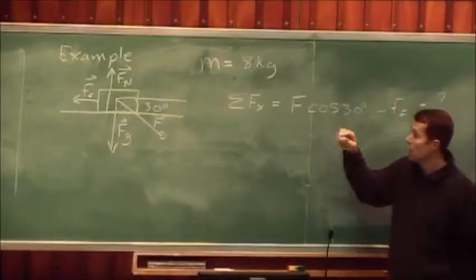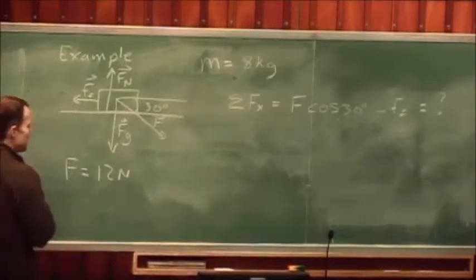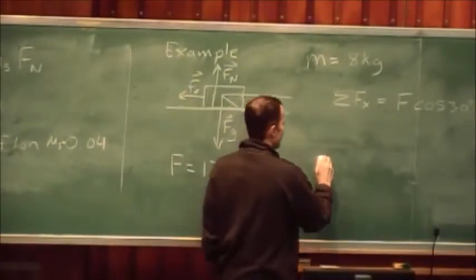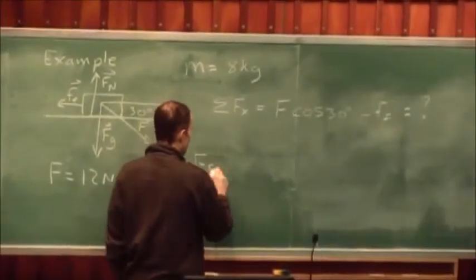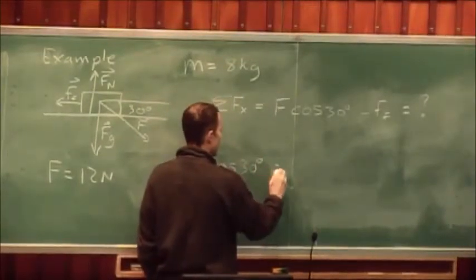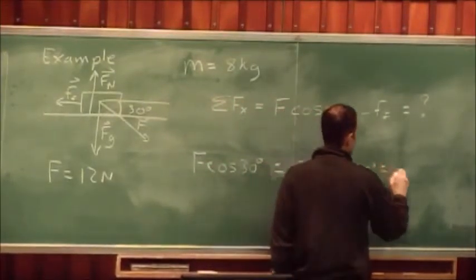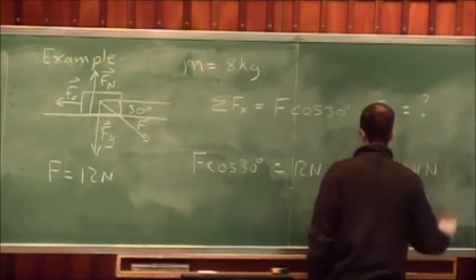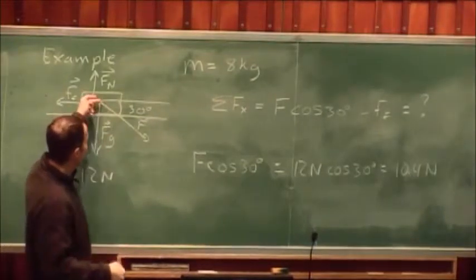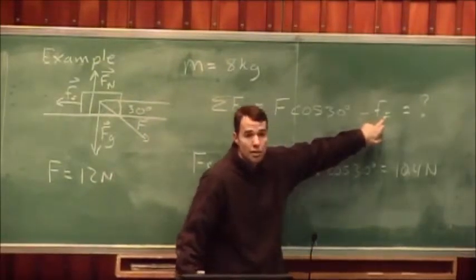So if I say that F is equal to 12 newtons here, that's the magnitude of this applied force. And so if I take F cosine of 30 degrees, that's equal to 12 newtons times the cosine of 30 degrees, which is 10.4 newtons. Okay, so we see that this is the amount of force going this way. Now, let's find the frictional force. How do we do that?